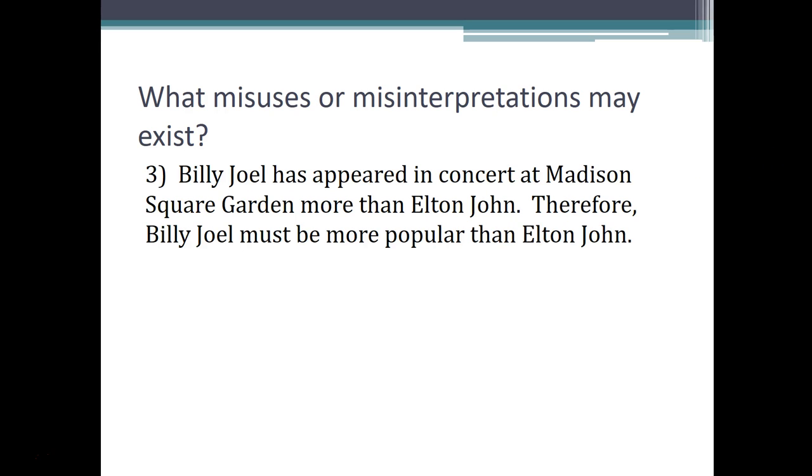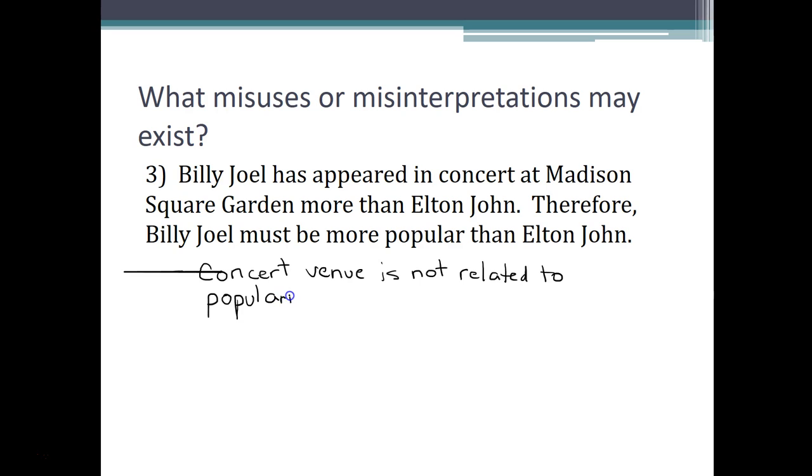Next one, let's just do one more. Billy Joel has appeared in concert at Madison Square Garden more than Elton John. Therefore, Billy Joel must be more popular than Elton John. Big thing wrong with that. Concert venue doesn't determine your popularity. Concert venue is not related to popularity. Just because he's appeared more in that particular venue doesn't mean a thing.